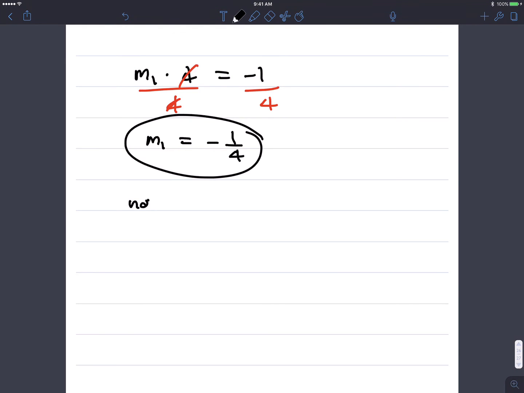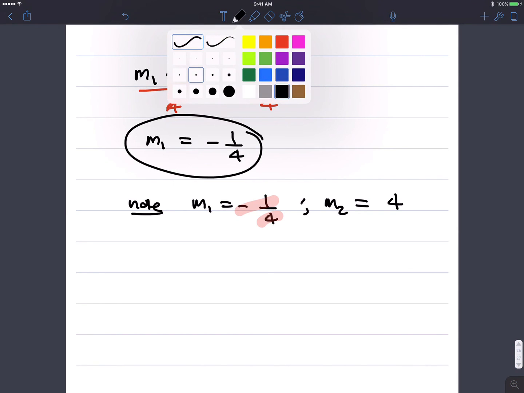Now, you're going to note that M1 is -1/4, and M2 is +4. They are reciprocals and opposites, meaning the reciprocal of 4 is 1/4. The opposite of a +4 is a negative. So this is my slope, -1/4. That's what I'm going to use to plug in.